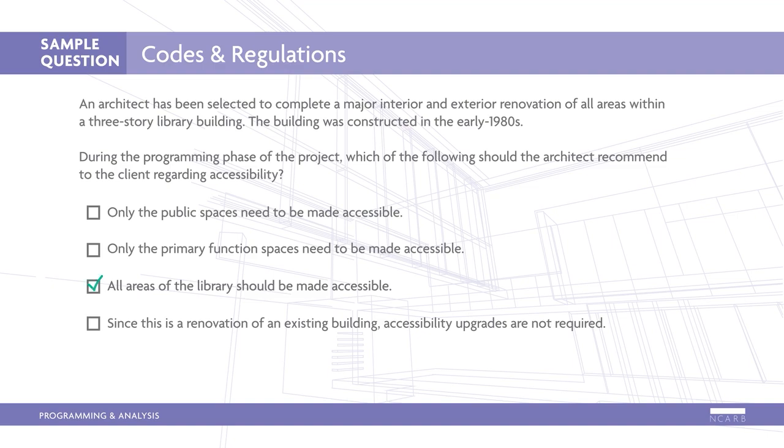Here's the correct response. The ADA standards for accessible design require altered elements and spaces within a renovation project to comply with the accessibility standards. Since this is a major renovation of all areas within the building, the architect should recommend that all areas of the library be made accessible. This is a UA level item, requiring you to identify accessibility requirements that are applicable to a renovation project.